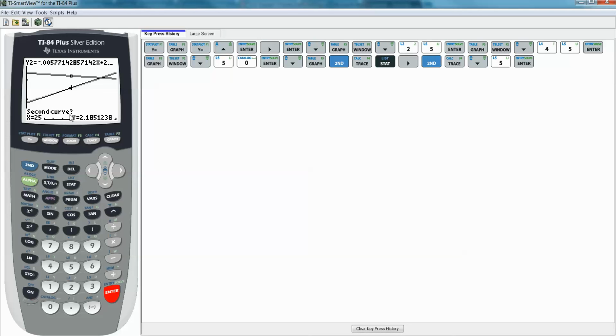It's saying, is that your second curve? Well, sure, so press enter. The reason it's asking that is sometimes you could want the intersection between 2 lines when there's 7 of them on the screen or something. So it's annoying, but that's just how it is.